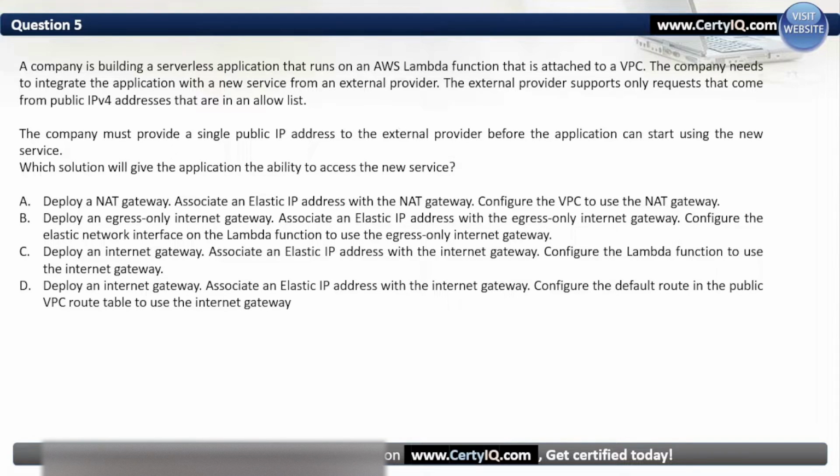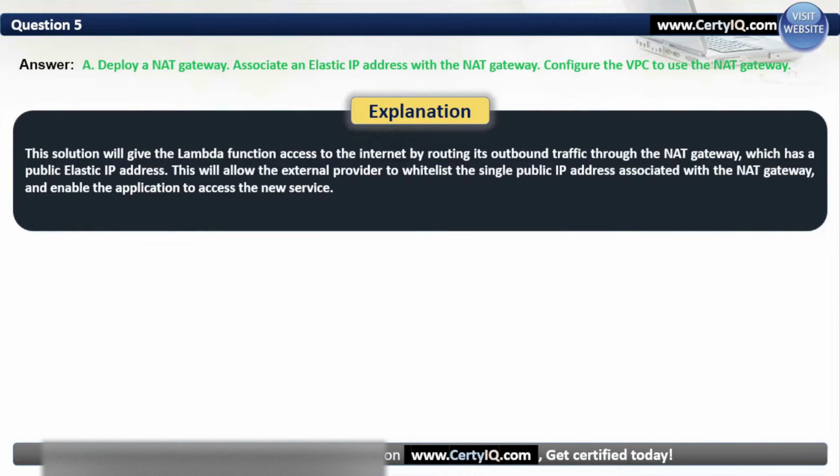The correct option is A. Deploy a NAT gateway, associate an elastic IP address with the NAT gateway, configure the VPC to use the NAT gateway. The solution will give the Lambda function access to the internet by routing its outbound traffic through the NAT gateway, which has a public elastic IP address. This will allow the external provider to whitelist the single public IP address associated with the NAT gateway and enable the application to access the new service.